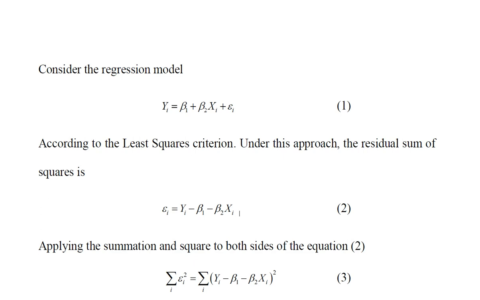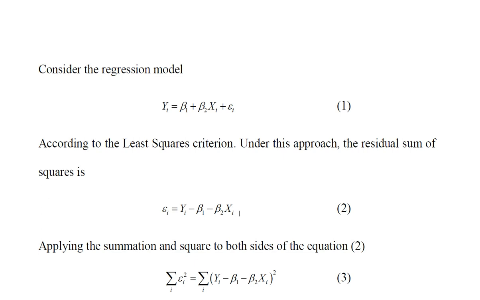In the last lecture we discussed the method of least squares. In this lecture we derive the formula of the intercept and slope of the regression model. Here we discuss the simple regression model: yi is equal to beta 1 plus beta 2 xi plus error term. In this model, yi represents the dependent variable, beta 1 represents the intercept, beta 2 is the slope, xi indicates the independent variable, and epsilon i represents the error term.